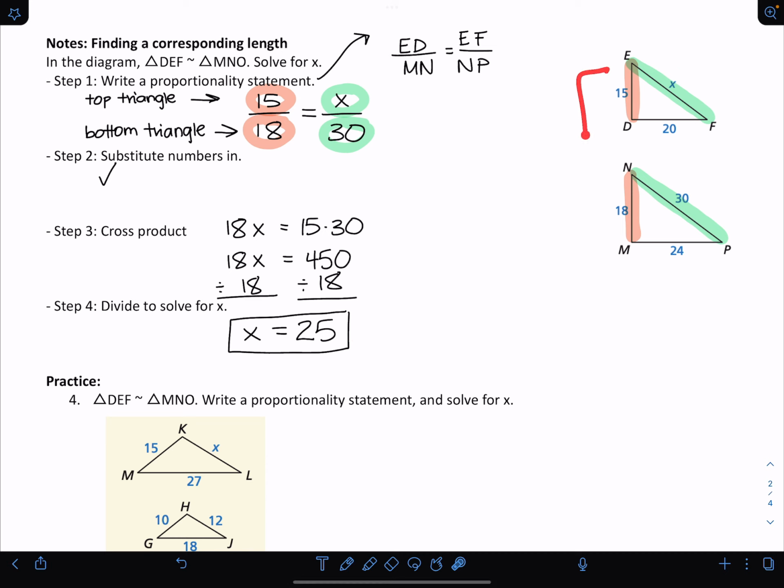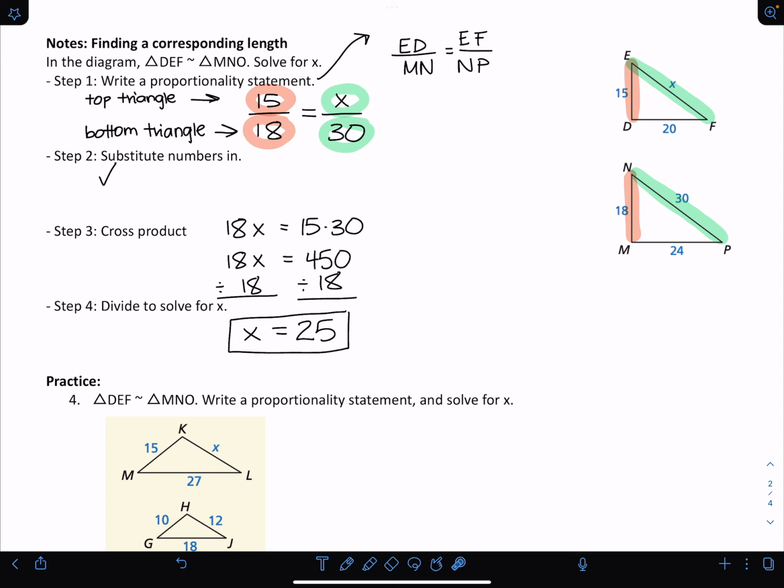And we know that because these two triangles are similar. We wrote a proportion that sets up an equation for us, showing that these sides are proportionate, or that they're related by a proportion. And then we cross-multiplied. We divided by 18 to get x by itself, and that got us x equals 25.